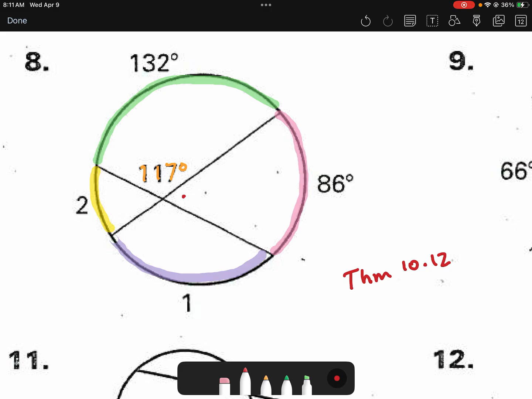Arc 1, I don't like the way that looks. Arc 1, I'm just going to call that guy X down there, if that's okay with you. X plus 132 over 2 has to be 117. Now just solve that for X. Multiply your 117 by 2, and then subtract away 132. That's going to give you 102 for the measure of that purple arc.